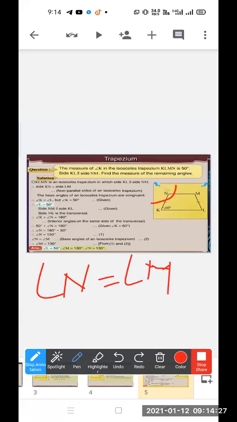So angle N, how much have we got? 130 degrees. Similarly, angle M is also 130 degrees. The reason is that base angles are equal in an isosceles trapezium. In an isosceles triangle also we have seen base angles are equal or congruent. Similarly, in an isosceles trapezium also base angles are the same or congruent. I hope it is clear to all.